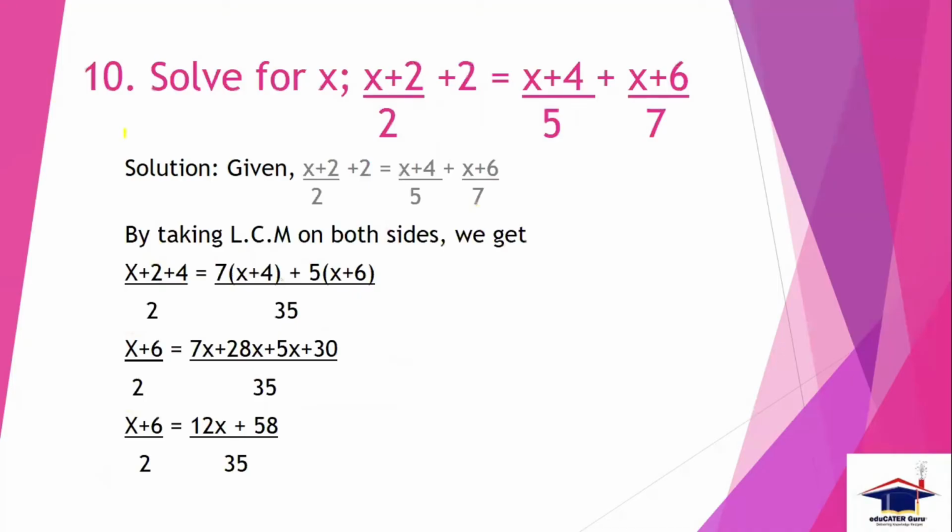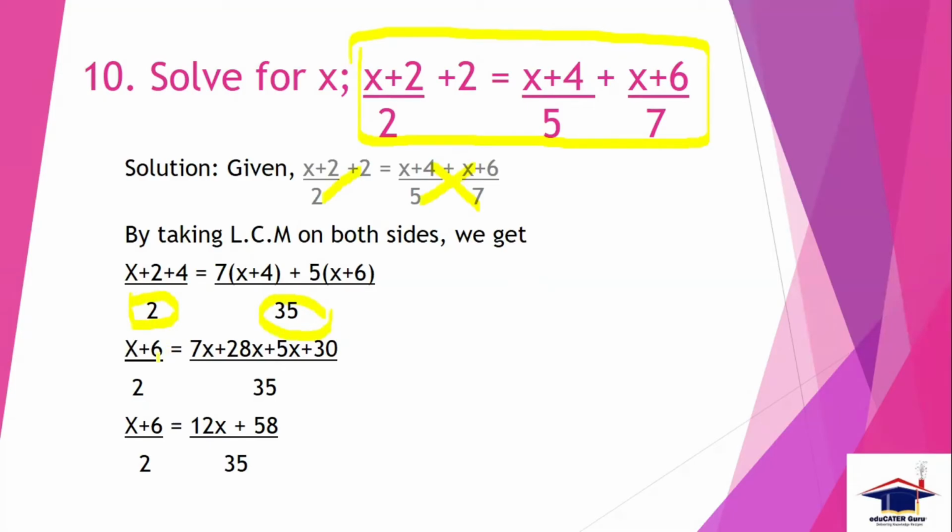Next, problem number 10. Solve for x. The equation is (x plus 2) by 2 plus 2 is equal to (x plus 4) by 5 plus (x plus 6) by 7. So by using previous problems method, using LCM on both the sides, 5 into (x plus 6), 7 into (x plus 4), it becomes x plus 2 plus 4 by 2, and here also 2 into 2, 4, the LCM is 2, here it is 5 sevens are 35.